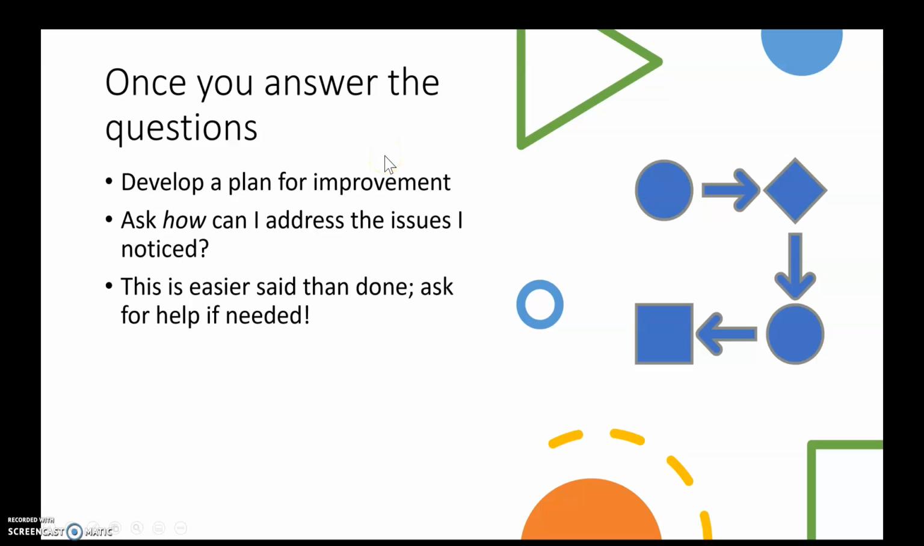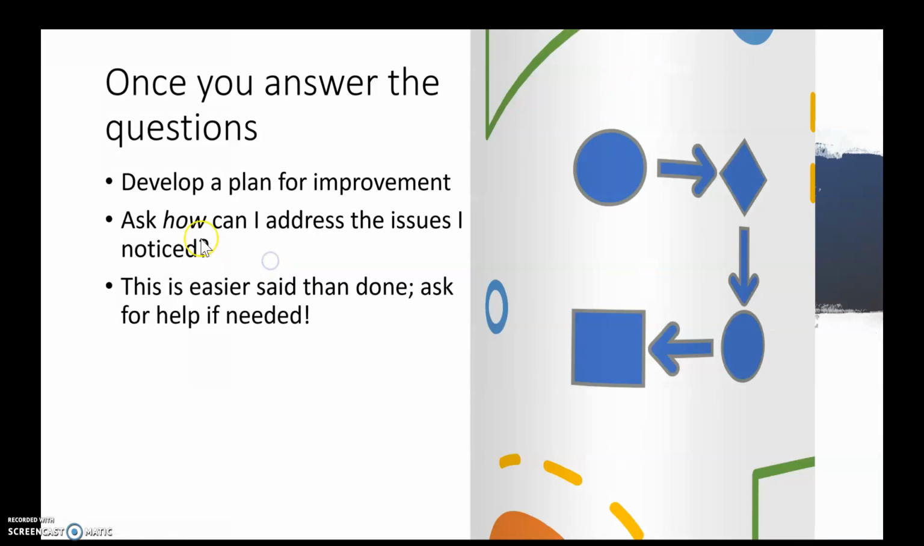So once you answer the questions, you'll want to develop a plan for improvement and ask yourself how you can address the issues that you noted. This is easier said than done. If you need help, ask for it. I can often help you, guide you through it, or you can ask for a tutor if you don't want to ask me for help.